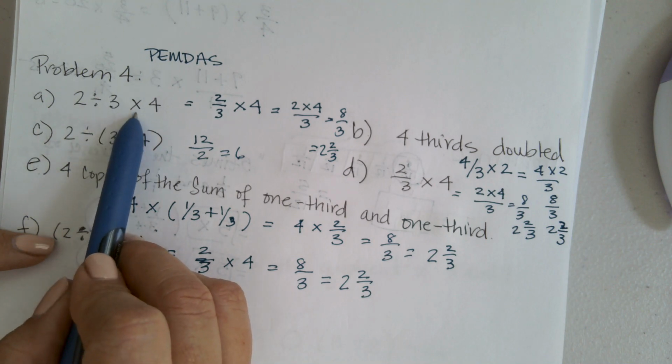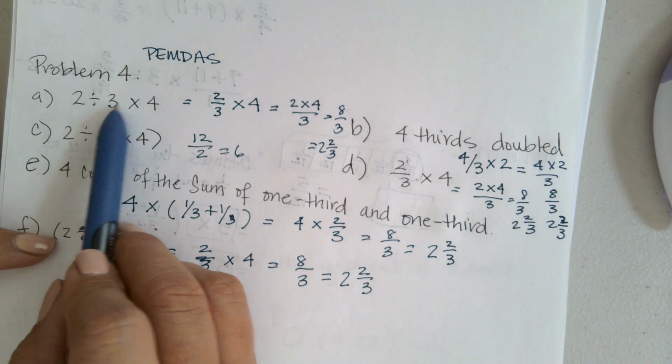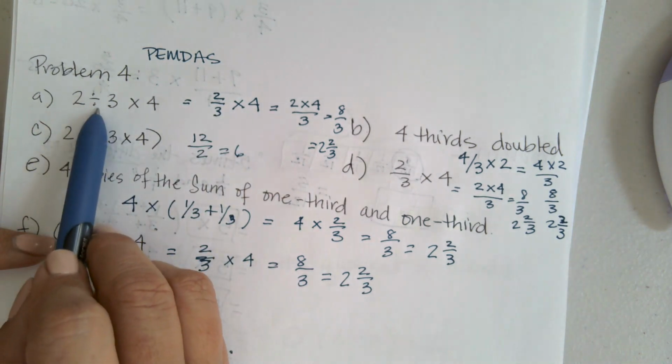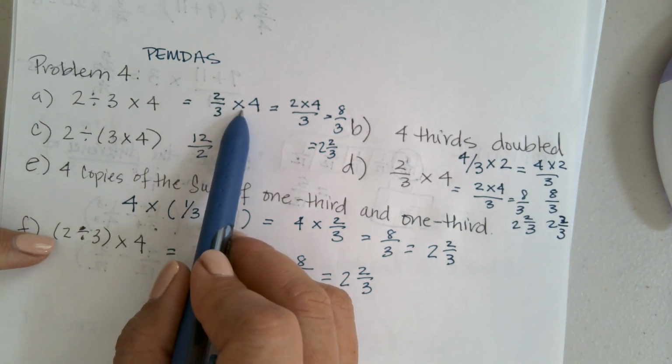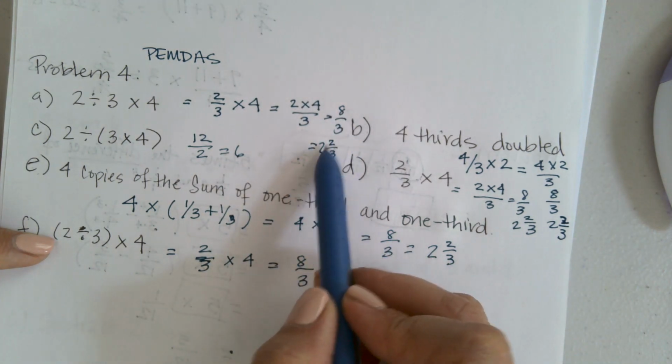2/3 divided by 3 times 4. 2/3 times 4. 2 divided by 3 times 4. 2/3 times 4. 2 times 4 over 3. 8/3. 2 2/3.